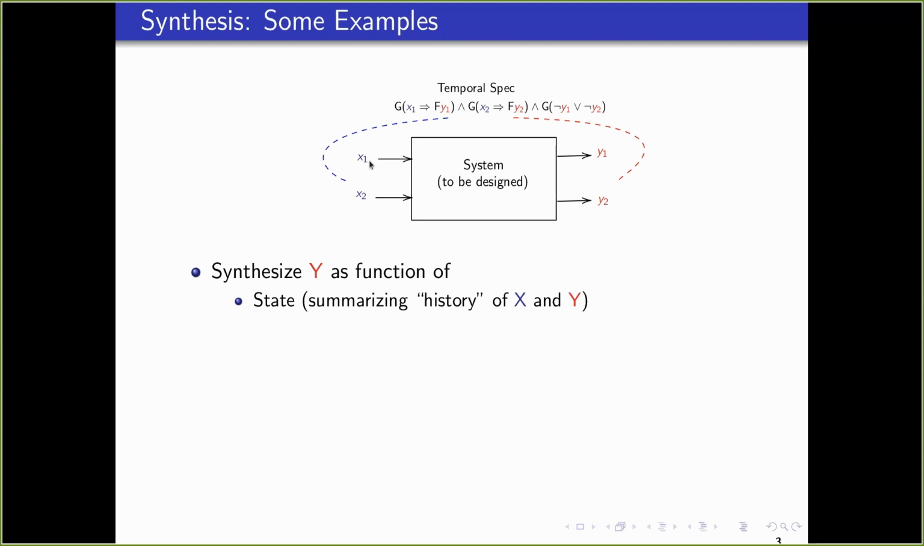So we are saying that if a request comes from requester 1, it should be granted to requester 1 at some point, and similarly for requester 2. But of course, both requesters 1 and 2 cannot be granted at the same time. So we would like to synthesize these outputs y as functions of the state summarizing the history of x and y.